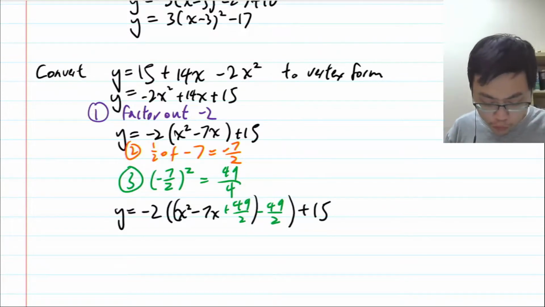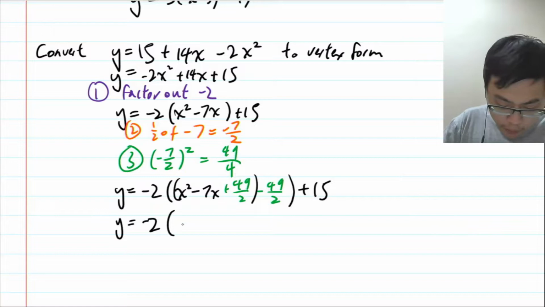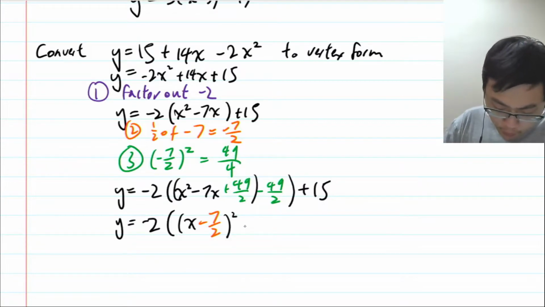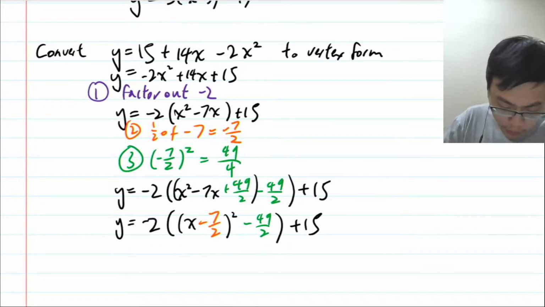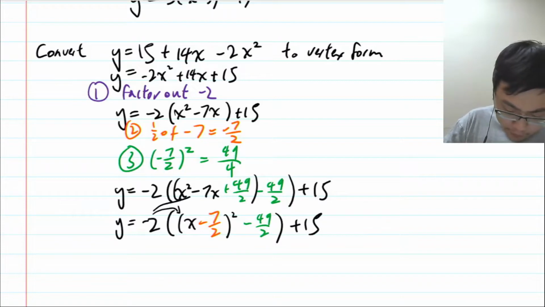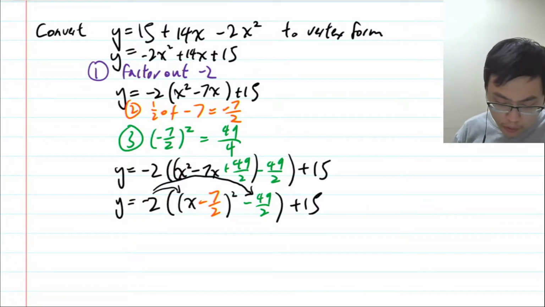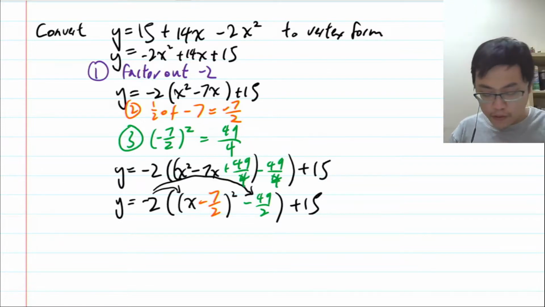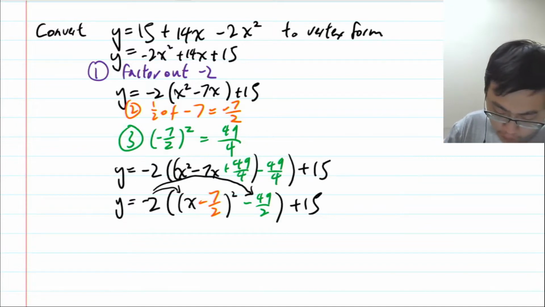Reapply the bracket to the first 3 terms. This becomes a perfect square. So we have y equals negative 2 bracket, and then this is x minus 7 over 2 whole squared. And then we have minus 49 over 2, close bracket. And then we have plus 15. And then we're going to reapply the negative 2 in front of this and here. Okay, so this works out nicely because the negative 2, sorry, it should be 4. This should have been 4. Sorry, I was making a mistake here. 4 and 4. I made a careless mistake there. Let me just rewrite it nicely. That's 4, 4, and this should be 4 as well.